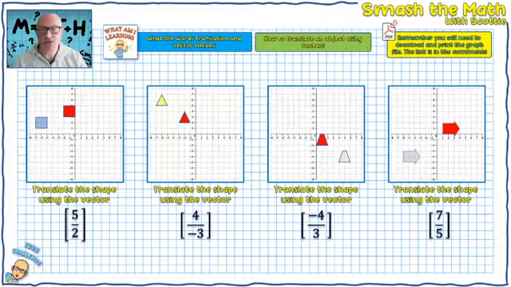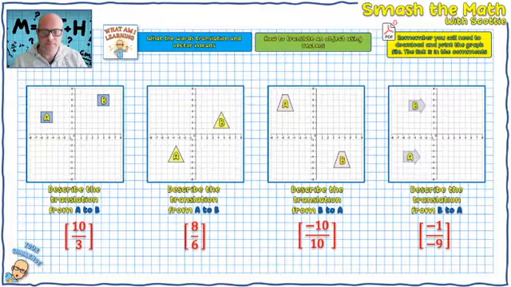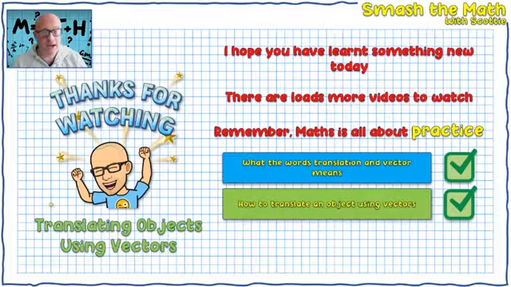And here is your second set of answers. Good luck, hope you've got these right too. And here are the vectors down here that you should have written down. That's it.